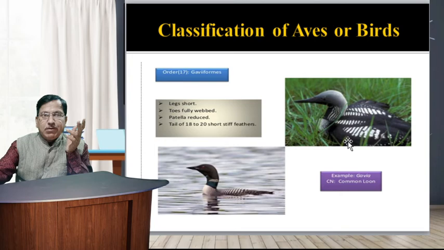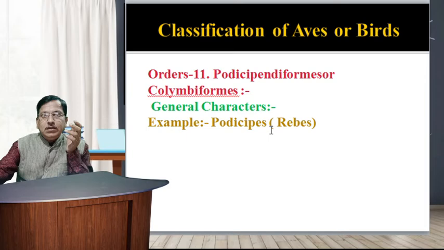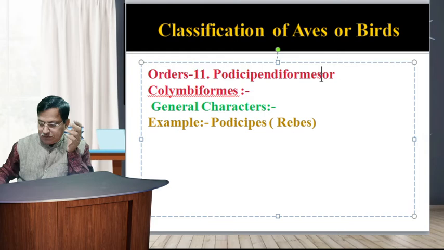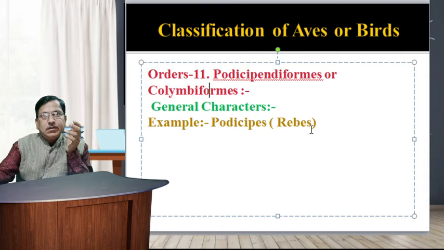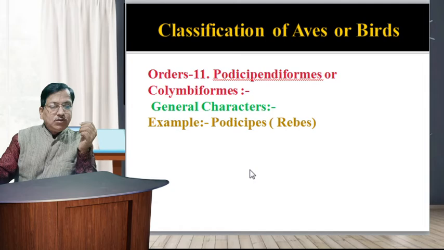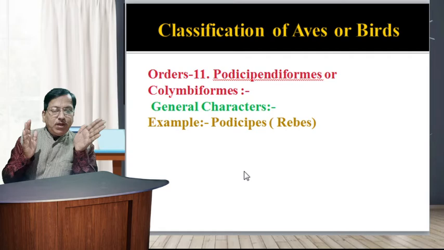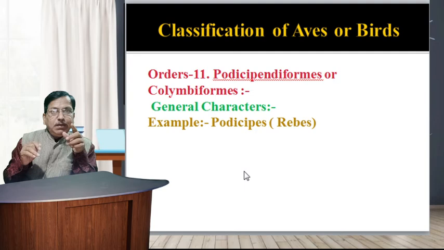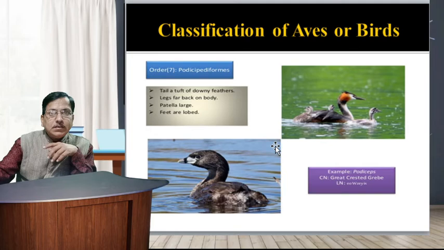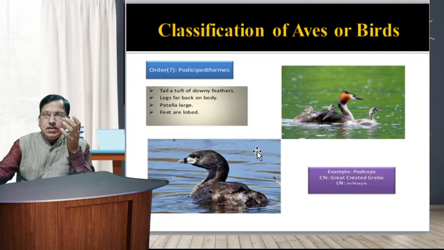Next, order 11 is Podicipediformes, or Colymbiformes. The general characters of this group: freshwater divers with legs placed far back on the body, feet lobed, tail with short down feathers. Example, Podiceps, grebes. This also has an aquatic mode of life. They are different kinds of aquatic birds.